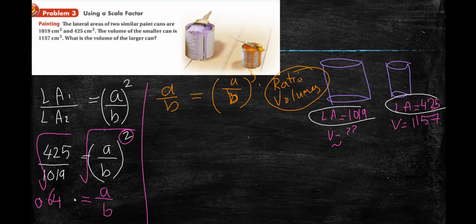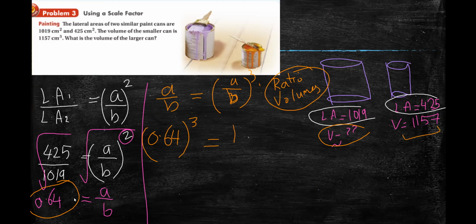So if you cube the scale factor, you will find the ratio of the volumes. What does it mean? That means if I take this number, 0.64, cubed, I get the ratio of the volumes. The ratio of volumes, what does it mean? That means the first volume over the second, since here I write smaller to larger, so I start with the smaller one to the larger one.